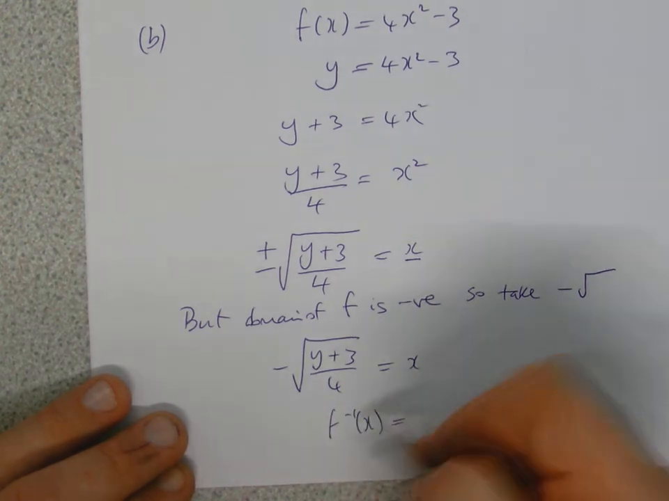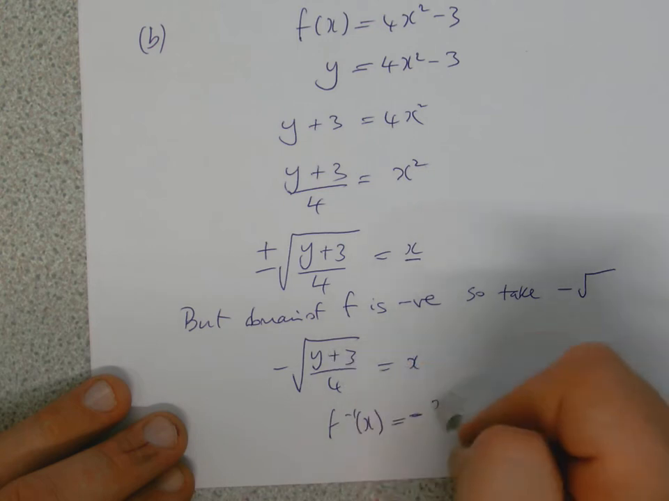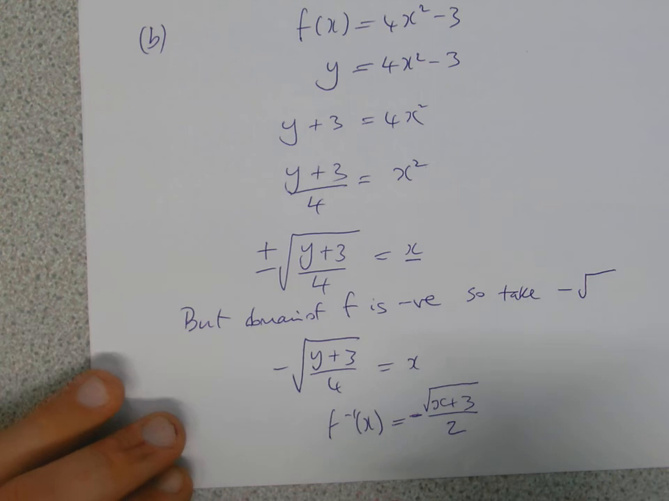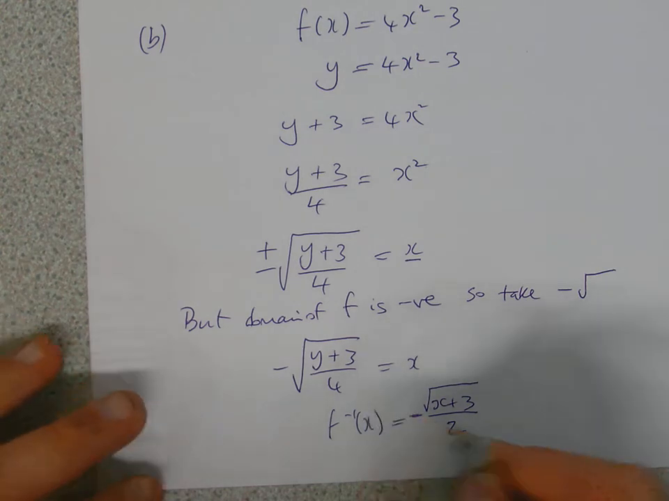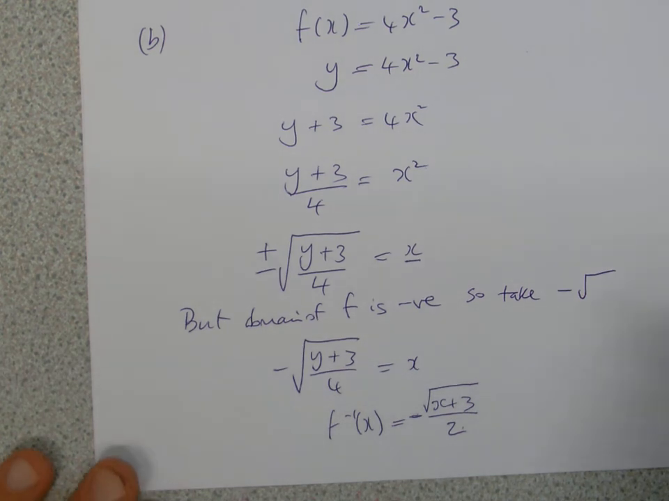And because it's a function in its own right, you need to put it in terms of x. And what you could actually do as well, as changing this to x plus 3, you could actually just put the square root on the top, and you could square root the bottom. That's something you could do, because the square root of 4 is 2, so we could do that there, and you get your answer. Okay, there's our inverse function.